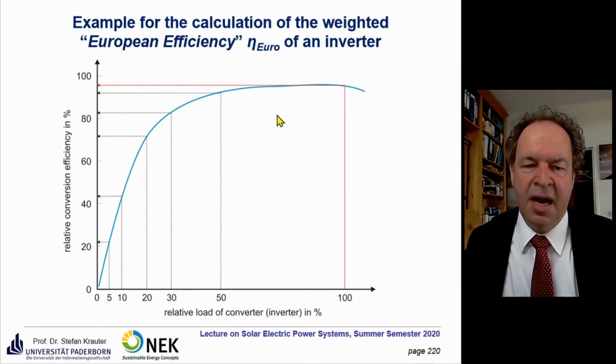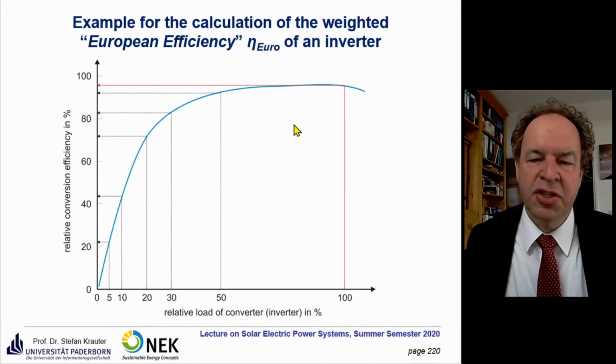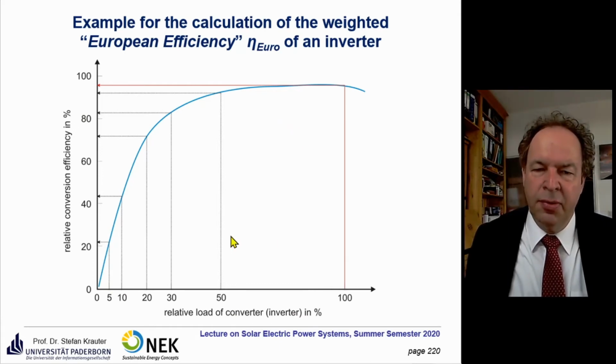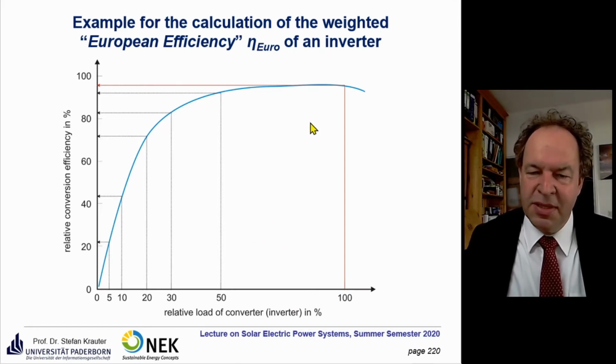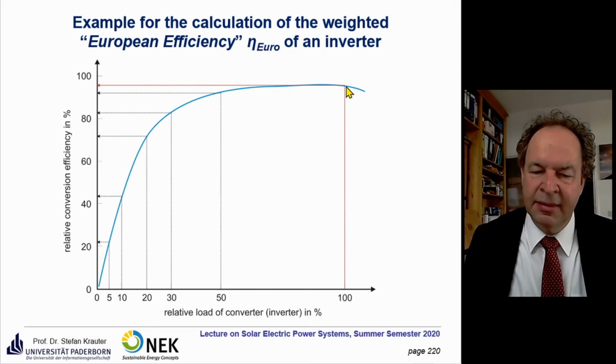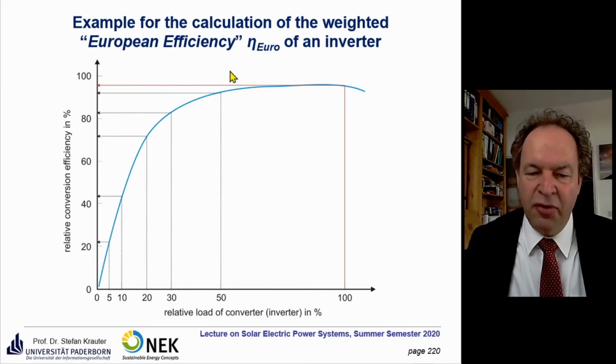This is the European efficiency of an inverter. As you see here, this is quite a bad inverter, to admit. At the relative load of 100% of the inverter, you have quite a good efficiency. But if you go to partial load, which is often the case because irradiance is not always close to the standard test conditions at 1000 watt per square meter, usually you have only an irradiance level of 200, 300 watt per square meter, so you're operating more in this range.